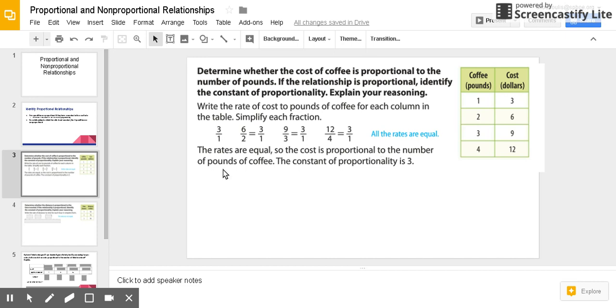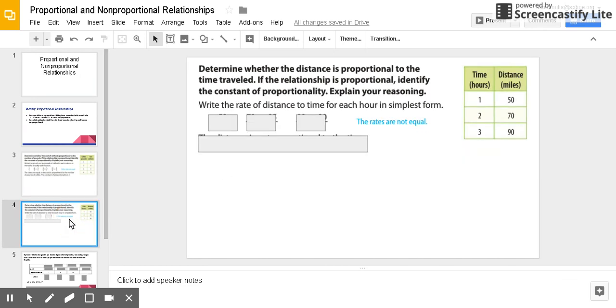Let's look at another example. Determine whether the distance is proportional to the time traveled. We're looking to see if distance is proportional to the time traveled. If the relationship is proportional, identify your constant of proportionality and explain your reasoning.